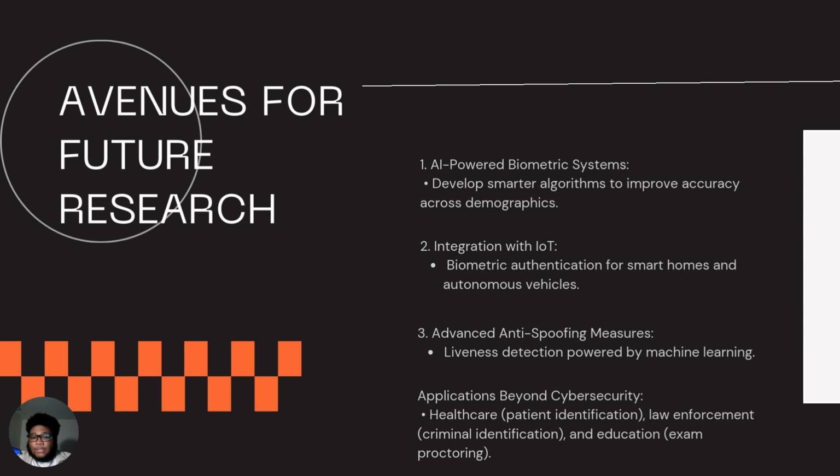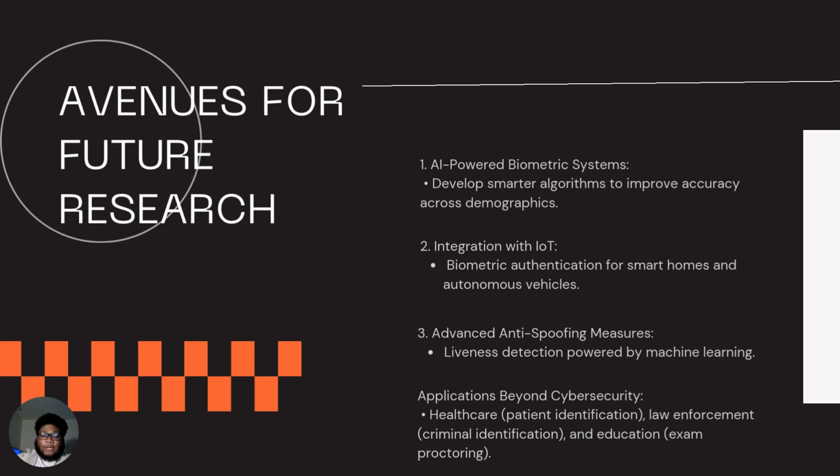Next, we have integration with IoT, which is pretty much biometric authentication for smart homes and vehicles. A lot of people also use biometrics for their homes. Like if you've got a security camera, it allows you to have access and type in the code as well. You can even control it from your phone. Biometric authentication allows stuff like that to happen.